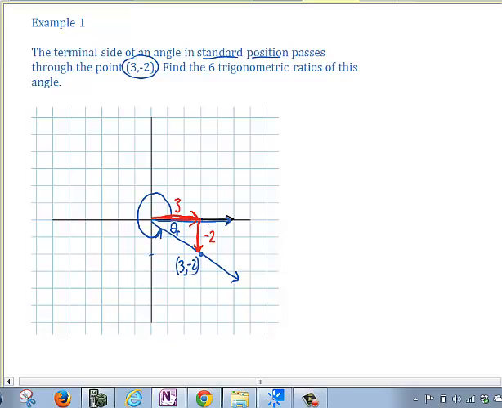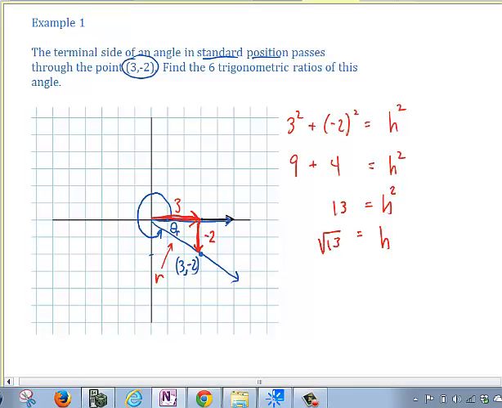So now I have almost everything I need for my 6 trig ratios. I just need to find the hypotenuse. So this is a Pythagorean theorem problem. I'll call this h for the hypotenuse, or some people will call this the radius of the terminal side. So I'm going to write 3 squared plus -2 squared equals h squared. When you square a negative, remember it's positive. So we have 9 plus 4. Hypotenuse squared is equal to 13, and our hypotenuse would be root 13.